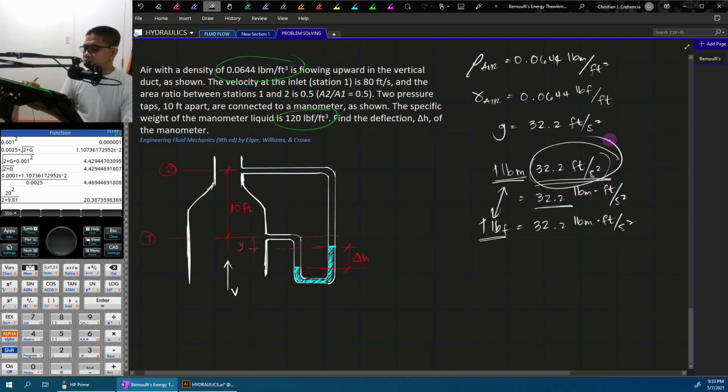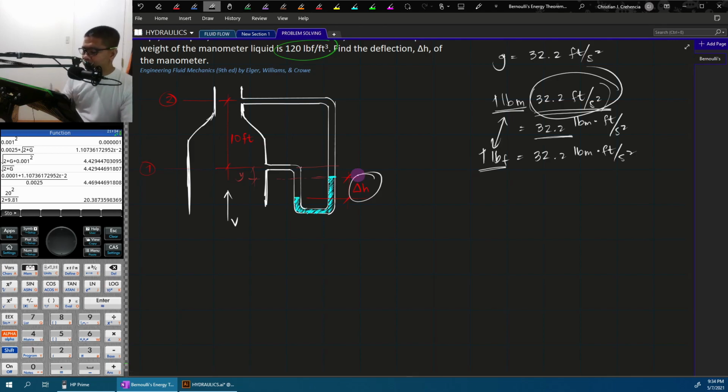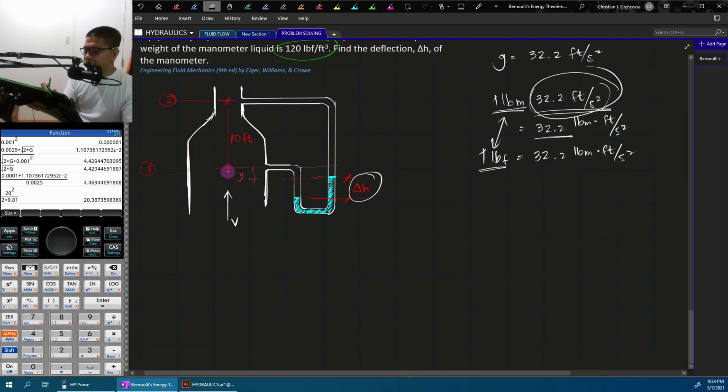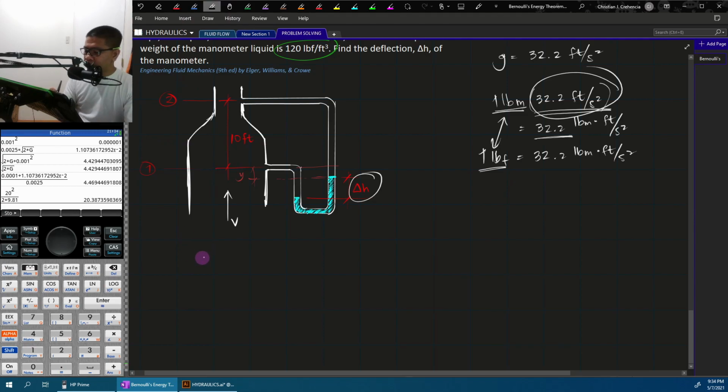Okay? So, we can use this as density or as unit weight. This is what we are looking for, the deflection of the differential manometer. So, let's start with the duct, at point 1. Again, we are not yet at our topic of head loss, and the problem did not mention it, so we will neglect the head loss from point 1 to point 2.